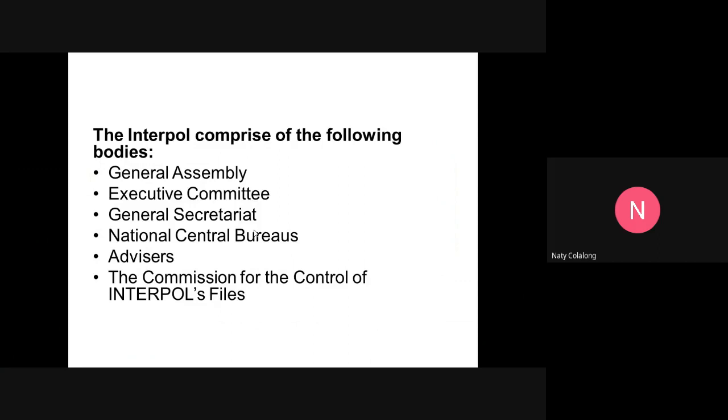We have the General Assembly, Executive Committee, General Secretariat, National Central Bureaus, Advisors, and the Commission for the Control of Interpol Files.